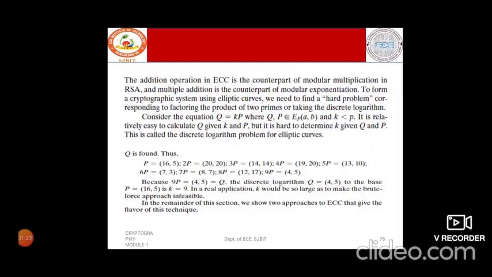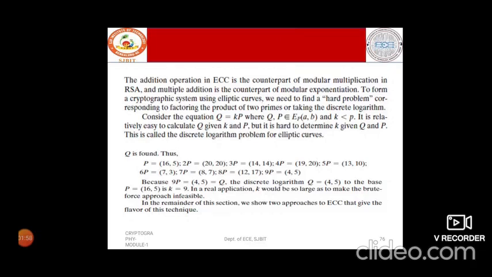Thus P can be written as (16,5), 2P is (20,30), 3P is (14,14), 4P is (19,20), 5P is (13,10), 6P is (7,3), 7P is (8,7), 8P is (12,17), 9P is (4,5). Because 9P is equal to (4,5), the discrete logarithm Q is (4,5) to the base P, which is (16,5), so k is equal to 9. In a real application, k would be so large as to make the brute force approach infeasible.